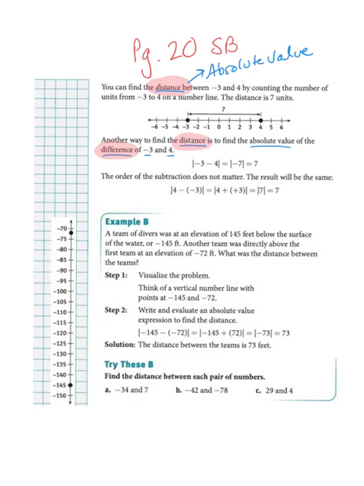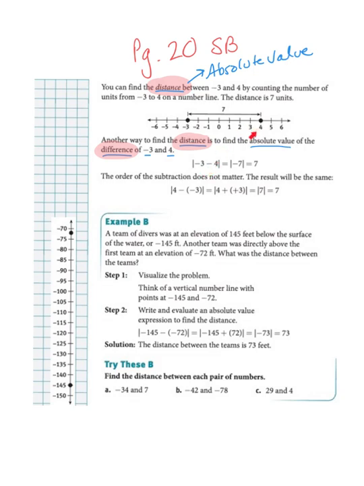In order to get from -3 to 4, or from 4 to -3, I need to know the difference between them. What's the difference between -3 and 4? What's the difference between 4 and -3? And we know that that's distance, and we're using absolute value. So look at what they did in this example. They took -3 and they subtracted 4.